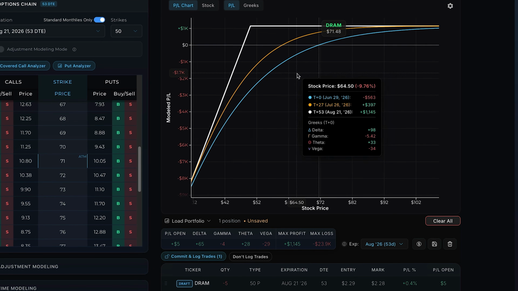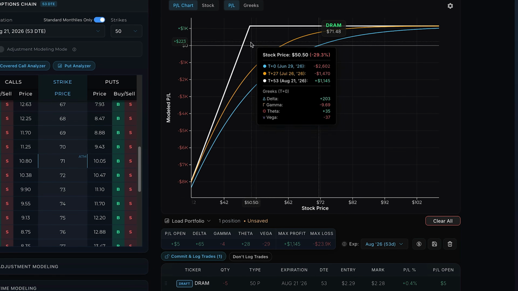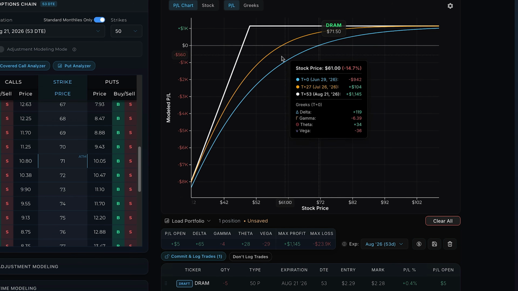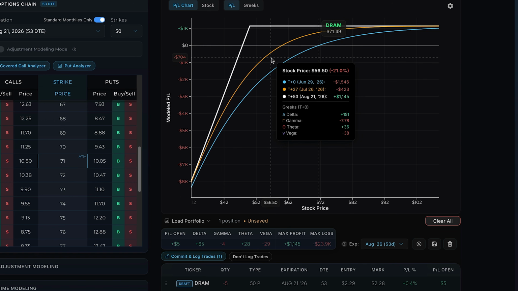put position for me. We can see I have a max profit zone that extends way below the stock price. The stock price can fall 30% to $50 per share, and I will still make the max profit in 53 days. But before then, if the stock price goes down, I stand to have unrealized losses.